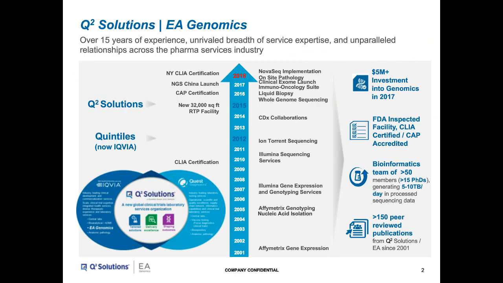Just briefly, Mike gave an overview of Q-Squared Solutions. So I work in the EA Genomics division of Q-Squared Solutions. And historically, you may know us as Expression Analysis. We were a company that started back in 2001. I won't go through the long history other than to let you know that we do have a great deal of experience in genomics, beginning with being one of the first independent laboratories to do Affymetrix gene expression arrays, leading into next-gen sequencing and having leadership positions in RNA sequencing, to the acquisition by Quintiles, now called IQVIA, and then the creation of the joint venture that Mike discussed earlier, Q-Squared Solutions.